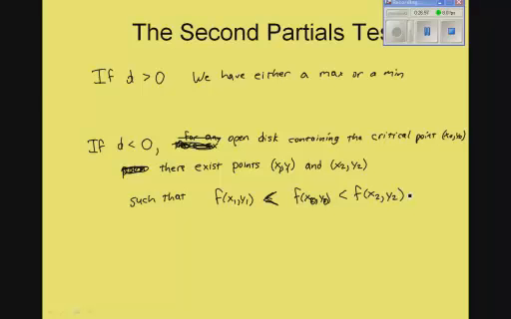What am I getting at here? You have your critical point, (x naught, y naught), okay? For any size disk you want around it, you could find something that has a lower output and something that has a higher output. Now, in the case of a saddle point, that's actually what happens. Show you the picture again.